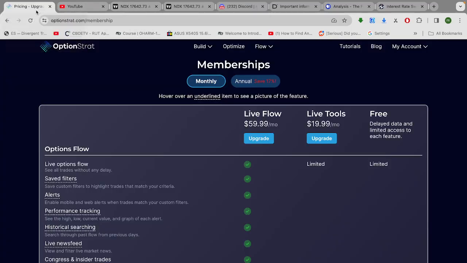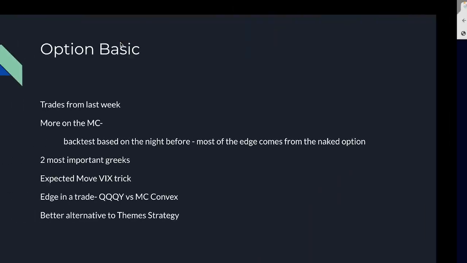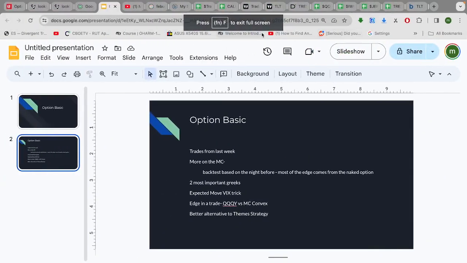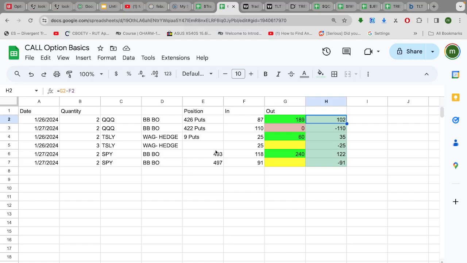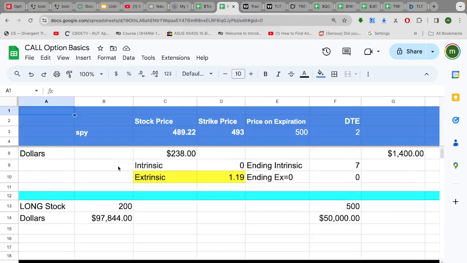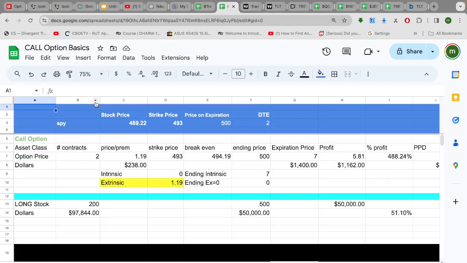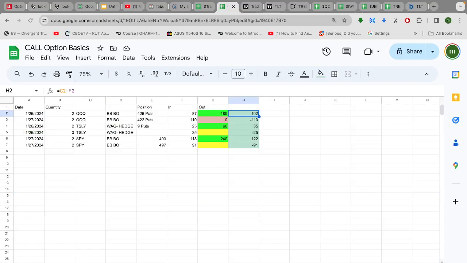Let's start here. On my basic call option sheet, which I've been using to teach my class, we make trades and use this sheet to look at the intrinsic and the extrinsic, et cetera. Anyway, I made another page to it, which has the paper trades we made so far.